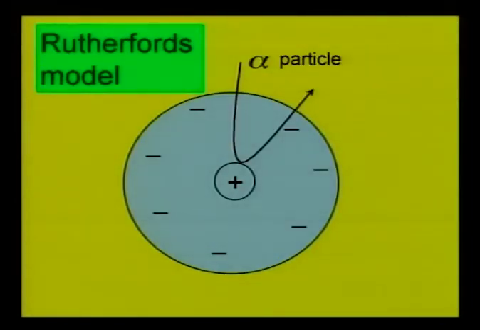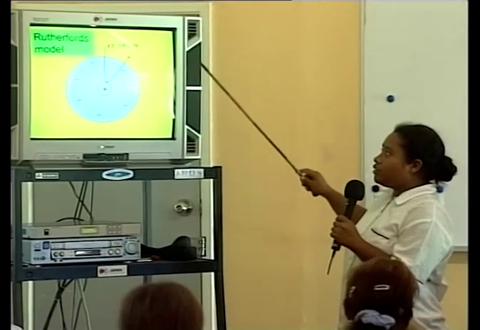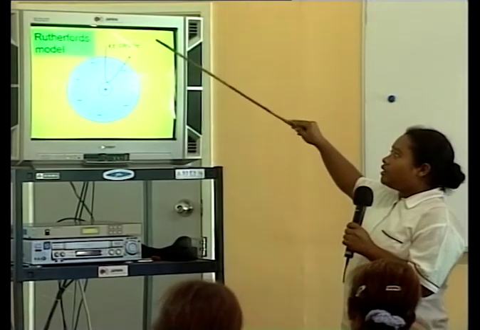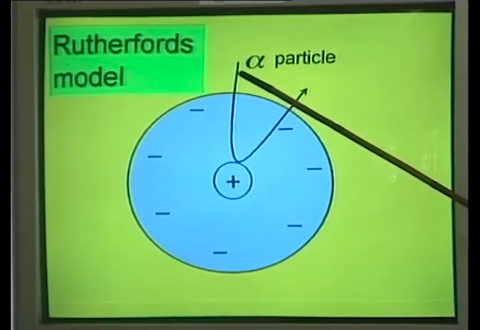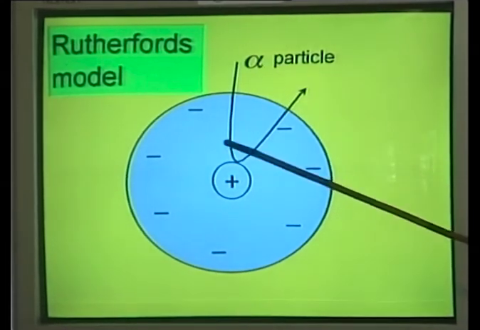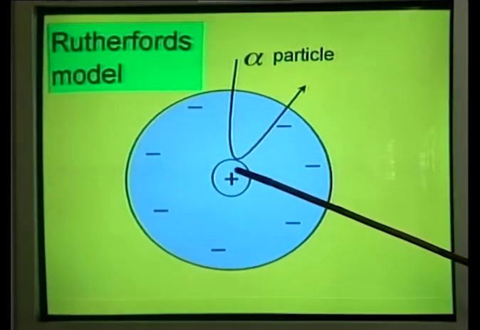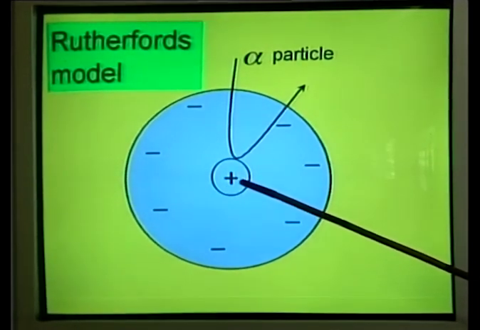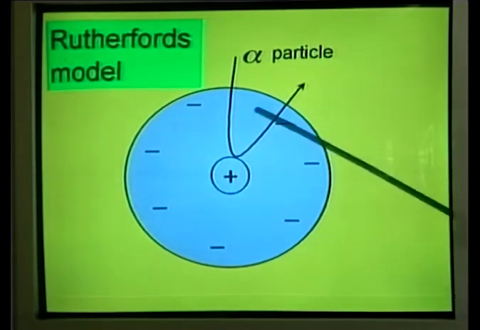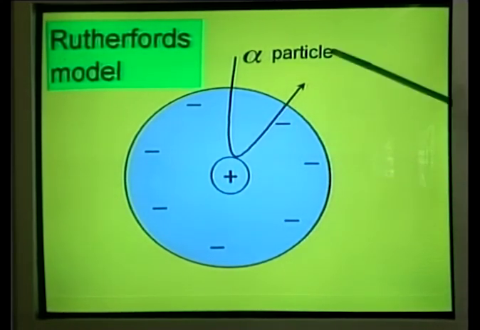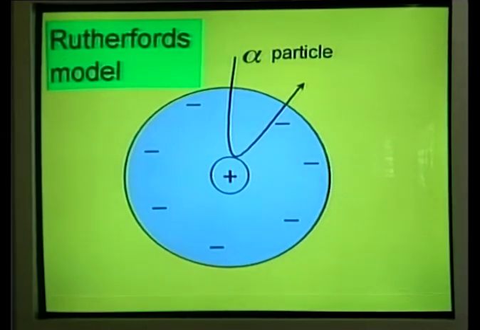And this is Rutherford's model showing the alpha particle path. As you can see, this alpha particle is positively charged. So when it was shot through the atom, it was repelled because the nucleus is positively charged, which repelled it and then it moved backwards. Yeah, it bounced backwards. Sorry. Can you please copy the diagram?